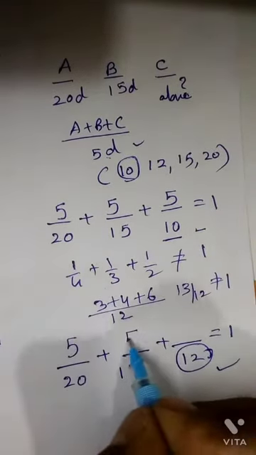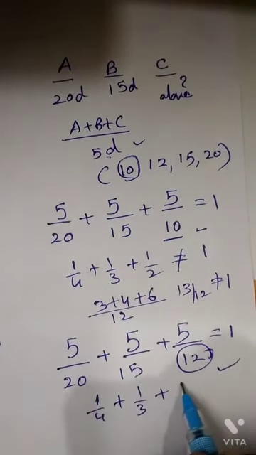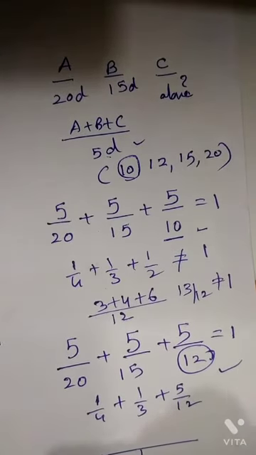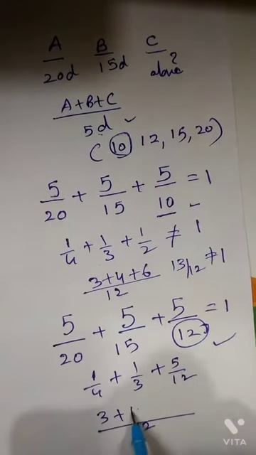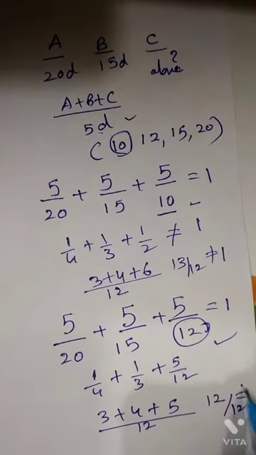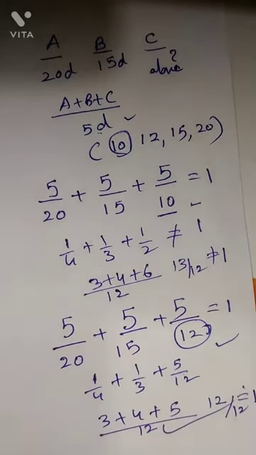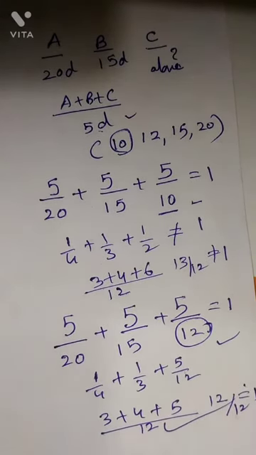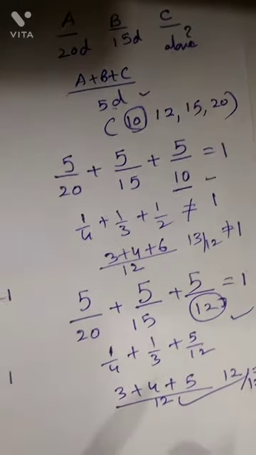5 days work A has done, 5 days work B and 5 days work C: 1 by 4 plus 1 by 3 plus 5 by 12. If you solve it, 12 is the LCM. 4 3s are 12, 3 4s are 12 and 5. This is 12 by 12, that is equal to 1. So option 2, 12, is the right answer. Just by seeing the options, we are able to tell the solution for the question. Let us see one more of the same type.